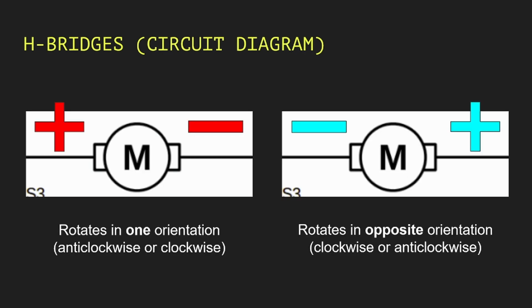So yeah, in a circuit diagram, if you have a plus and a minus, which is effectively the current going in that direction, then it can be anti-clockwise or clockwise, and if it's the other way, it can be clockwise or anti-clockwise, depending on your configuration and the motor itself.